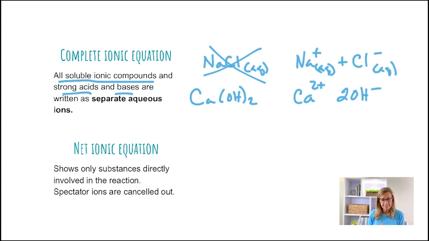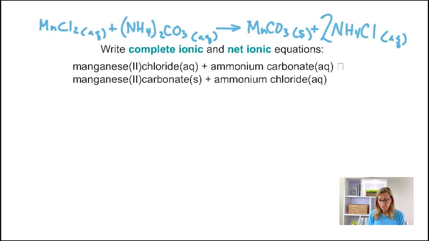So you get the idea. And then the net ionic, you're going to love this one. This is when we're going to cancel some things out and we're only going to show substances that are directly involved in the reaction. And we're going to eliminate what we call spectator ions that don't really participate in the reaction, but they're just hanging around. This will make sense when we do an example. So let's get down to one.